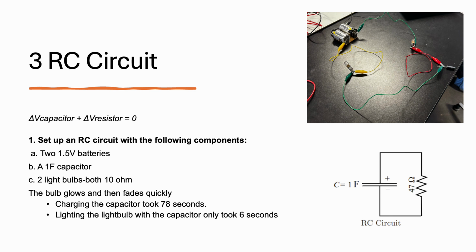This is set up with two batteries once again, and then a capacitor and two bulbs, both of which were 10 ohms each. Charging the capacitor took 78 seconds, while discharging took about 6 seconds, and through the charging process the bulb started to glow, and then when it was discharged, the light faded quickly.